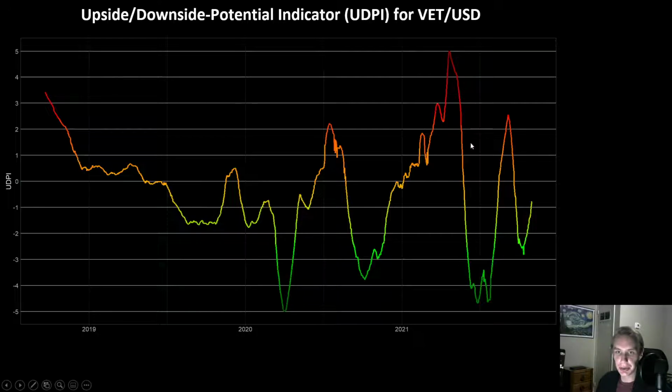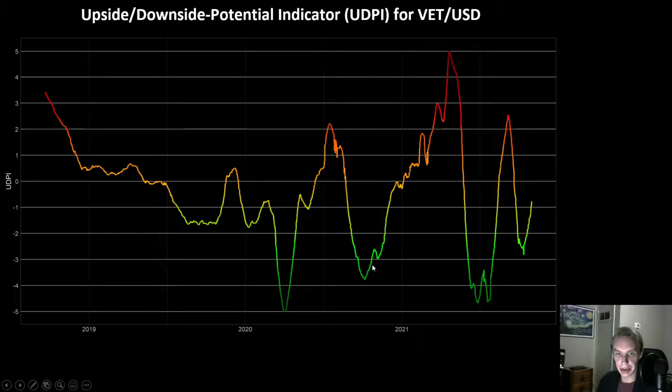One thing that's useful to look for when you see the UDPI acting this way, at least historically speaking, is these reversal points. For example, in the COVID crash, we get this reversal point here, and that actually indicated, in that case, that the bottom was already in and we were about to put in this big move.